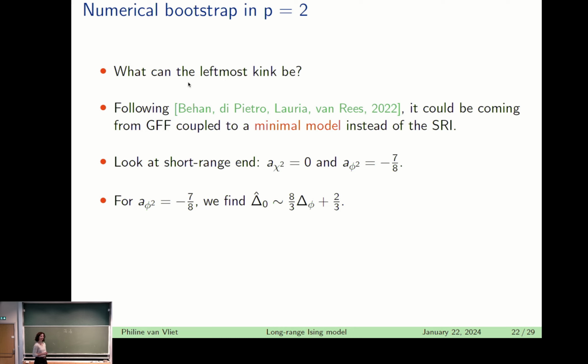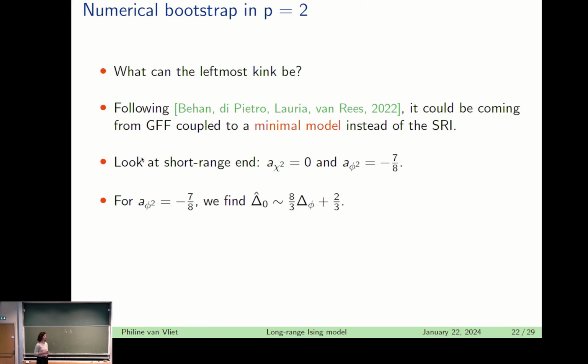Sorry, so do you mean you could couple the GFF to actually any unitary CFT and obtain a generalization? Okay, yeah, you would have to see if this would actually lead to a valid infrared fixed point, of course. But at first sight, you could. With the minimal models, in the case of a boundary, in the case of boundary CFTs, these constructions have been made.